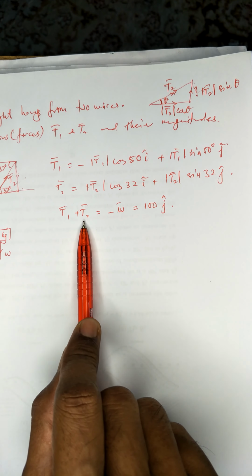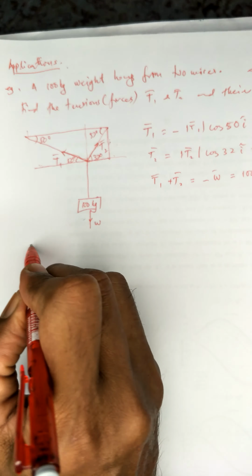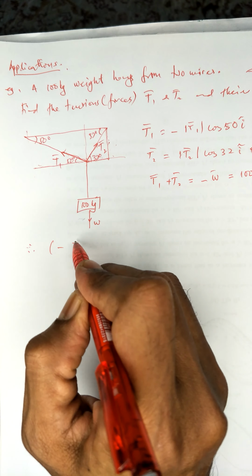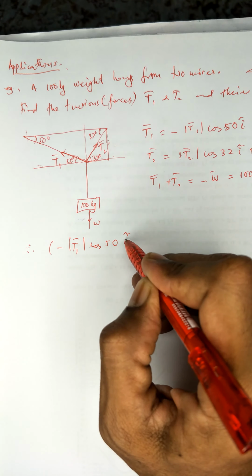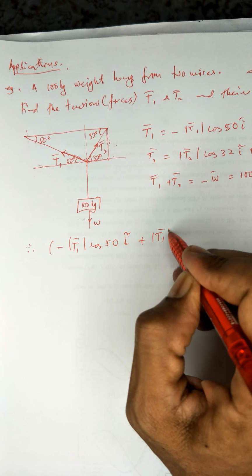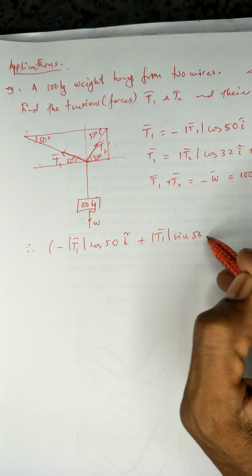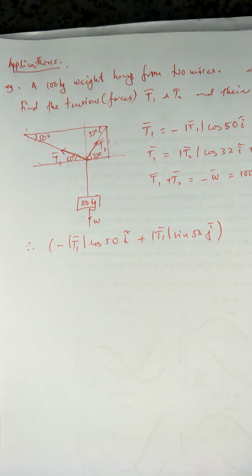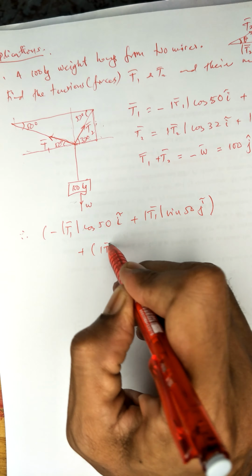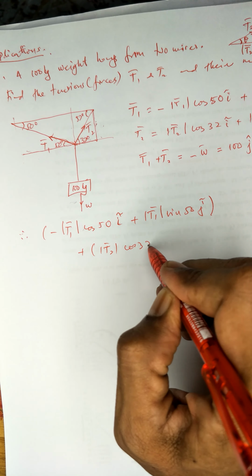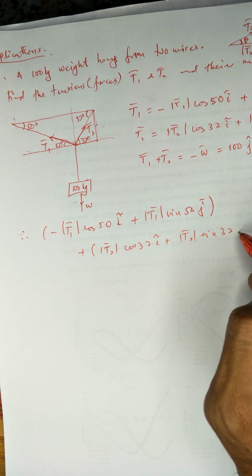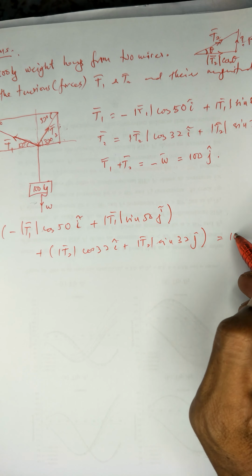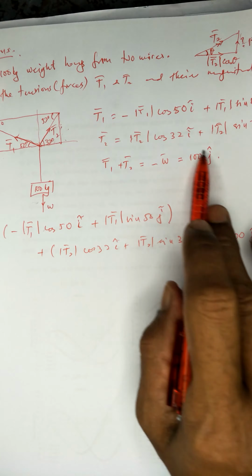Then you can apply this where you have T1, T2 given here. You just plug in there. Therefore we have minus T1 cos 50 i plus magnitude of T1 sin 50 j, plus T2 cos 32 i plus T2 sin 32 j, that equals 100j. Use that relation.